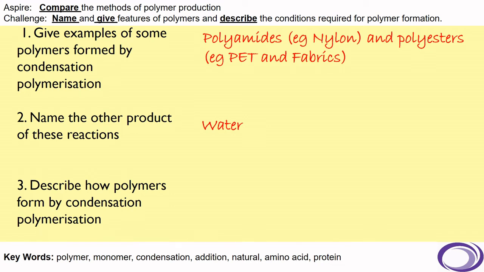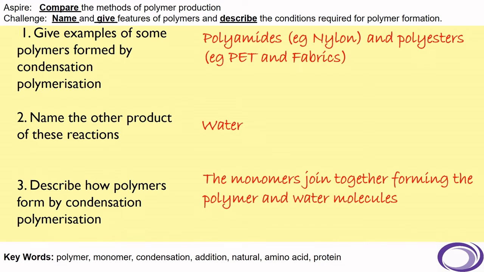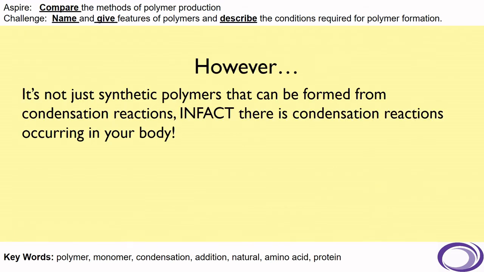Now, polymers formed by condensation polymerization: your monomers join together, forming the polymer and water molecules. And remember that the monomers in this case have to have 2 functional groups. However, it's actually not just synthetic polymers that can be formed from these condensation reactions. In fact, there are condensation reactions occurring in your body right now, and we're going to have a look at some of those polymers.